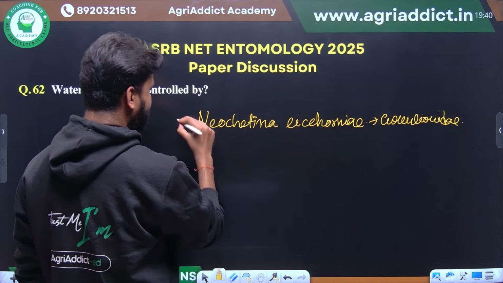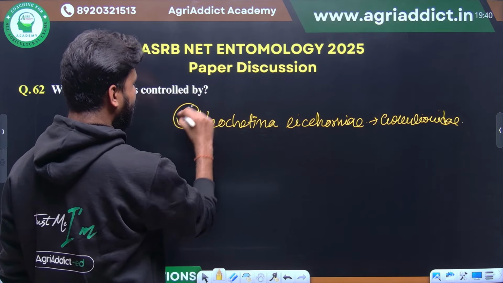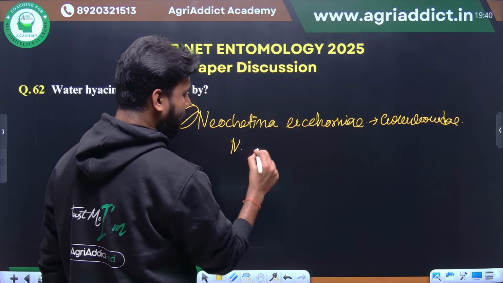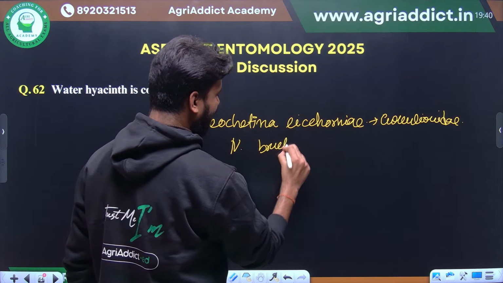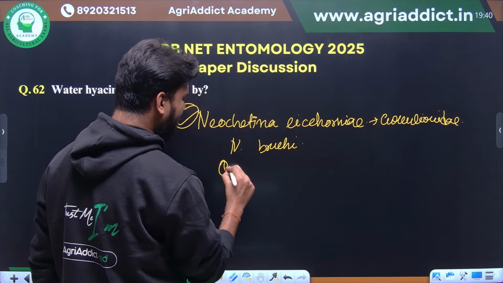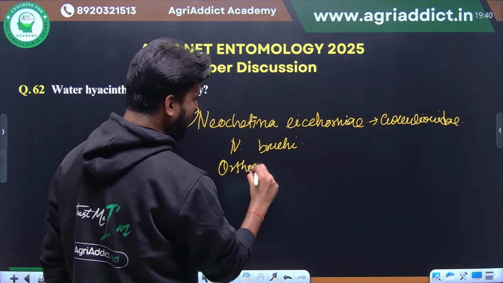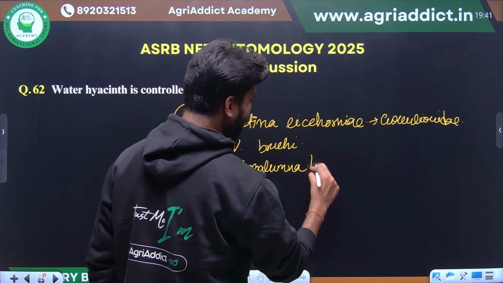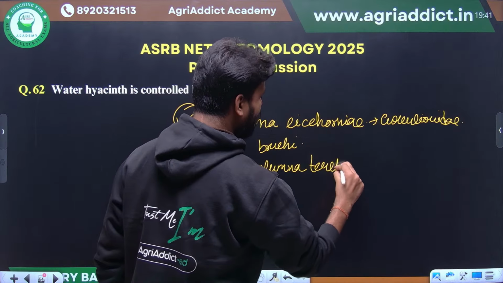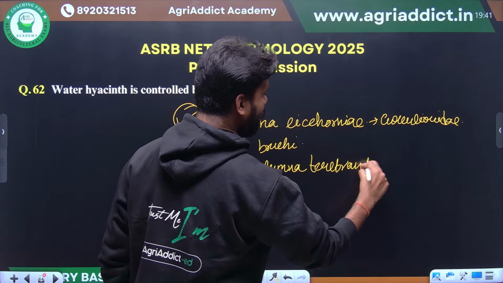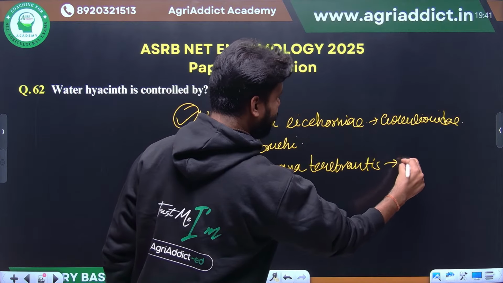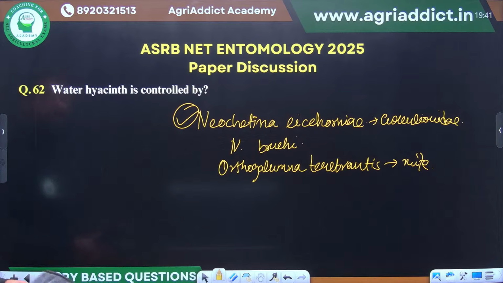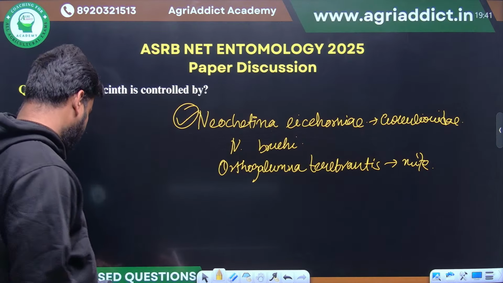Another one is this was in the option, so it will be correct answer. Another is Neochetina bruchi. Another one is Orthogalumna terebrantis. This is a mite. So these three are the biocontrol agents of water hyacinth.